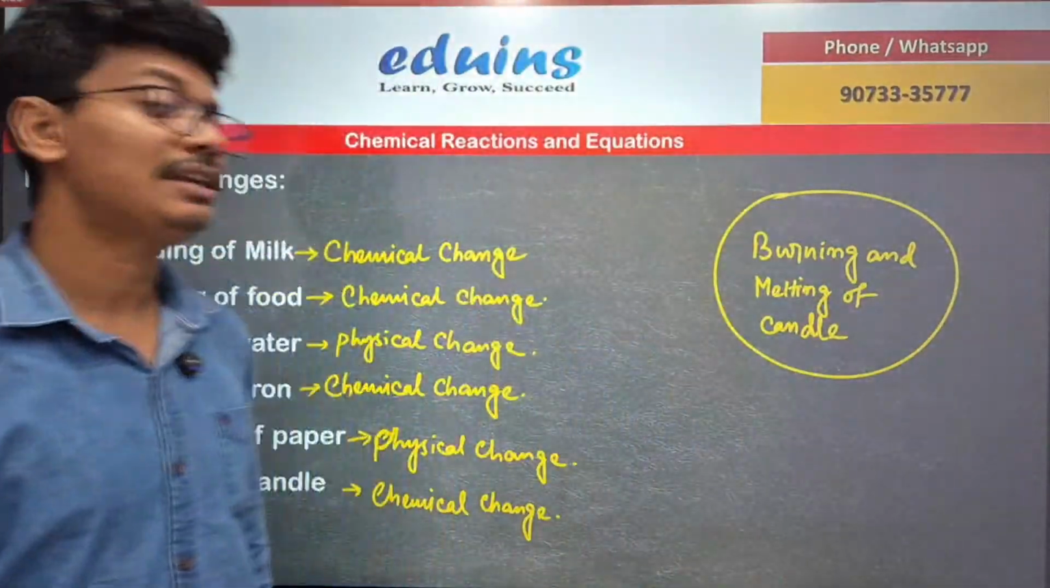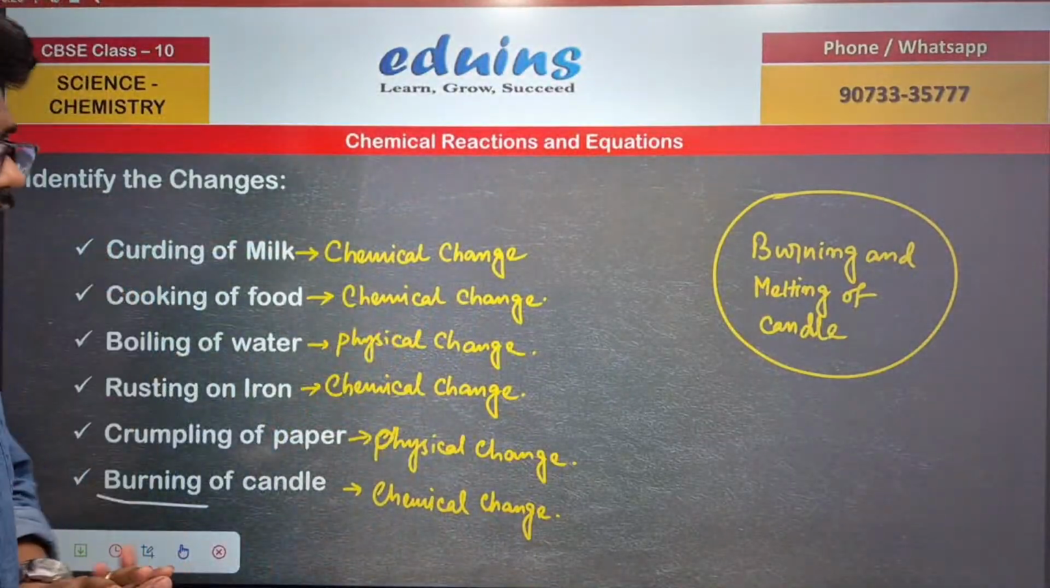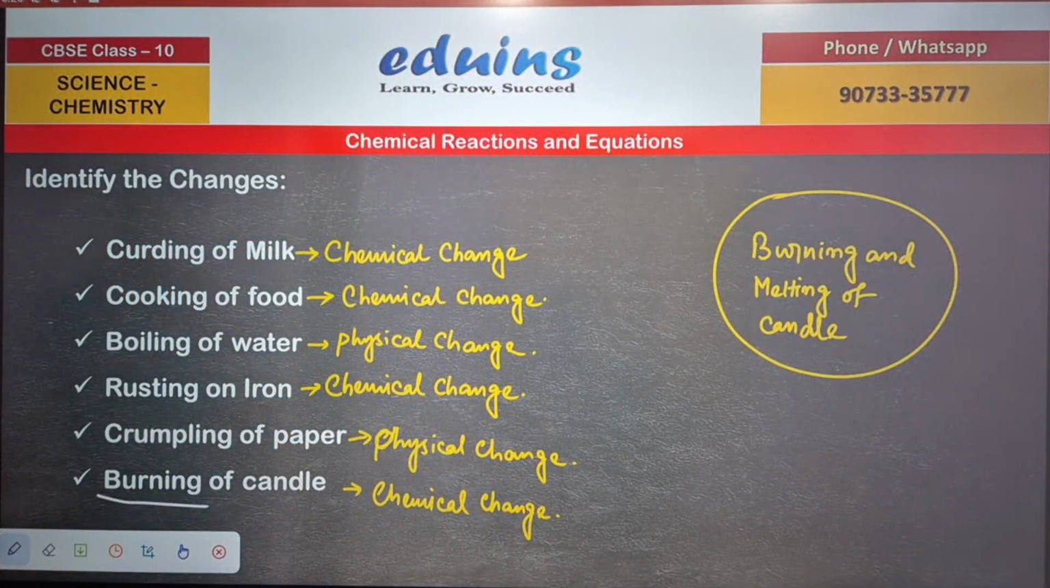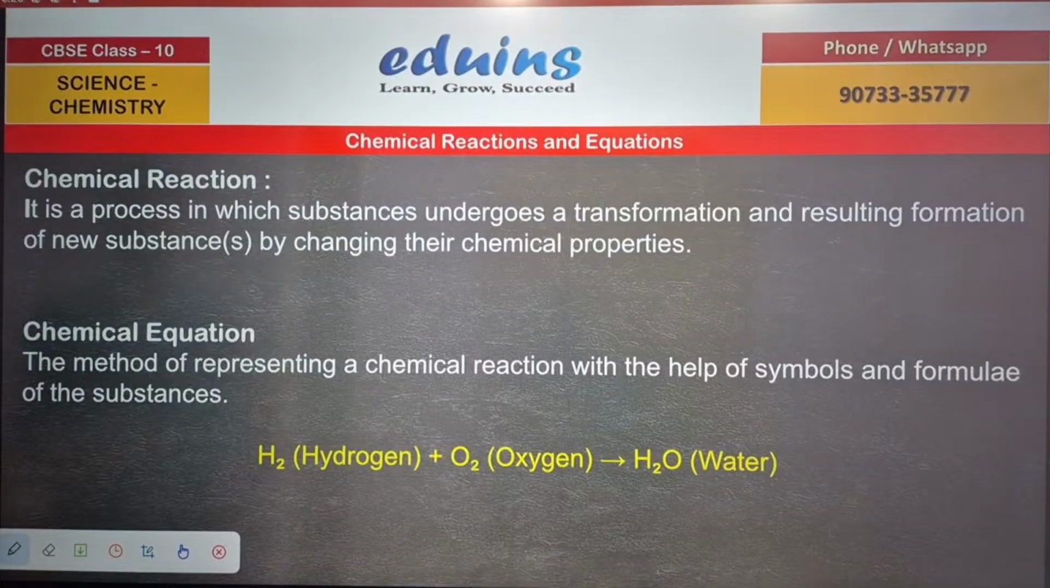Burning and melting of candle. Clear? So these are the examples of physical and chemical changes in our daily life. Clear? Now come to the next part, that is the chemical reaction.